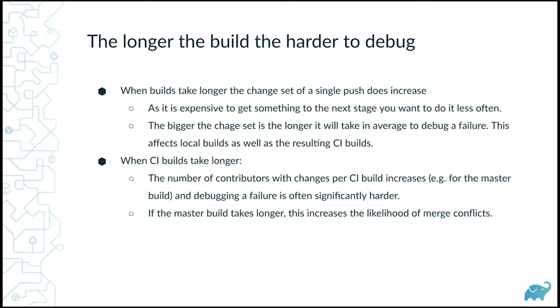And when a CI build takes longer, then the number of contributors with changes per CI build increases. For example, for the master build, more stuff gets merged in before the master build starts again. We have seen extreme examples, right, with large C++ code bases where the build time was 20 hours. So that meant they could run one build a day. Now imagine they had 400 developers in the team, it was a big monorepo. Now imagine this build fails. They had, I don't know, 200 commits in that build. Now have fun finding out which of those changes broke the build, right?